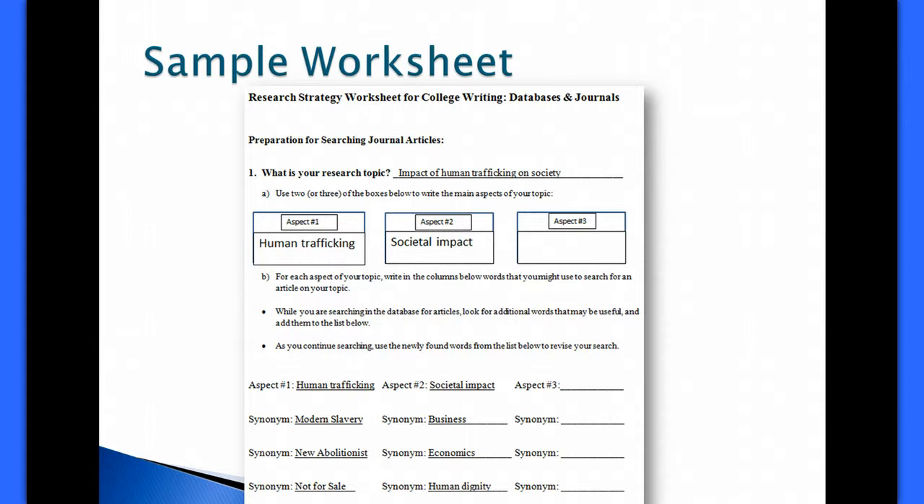Let's say we wanted to research on the impact of human trafficking on society. We might look at that and we might say, okay, so human trafficking is one major aspect, and maybe the other major aspect is societal impact. So we copied those words down to aspects 1 and 2 below.